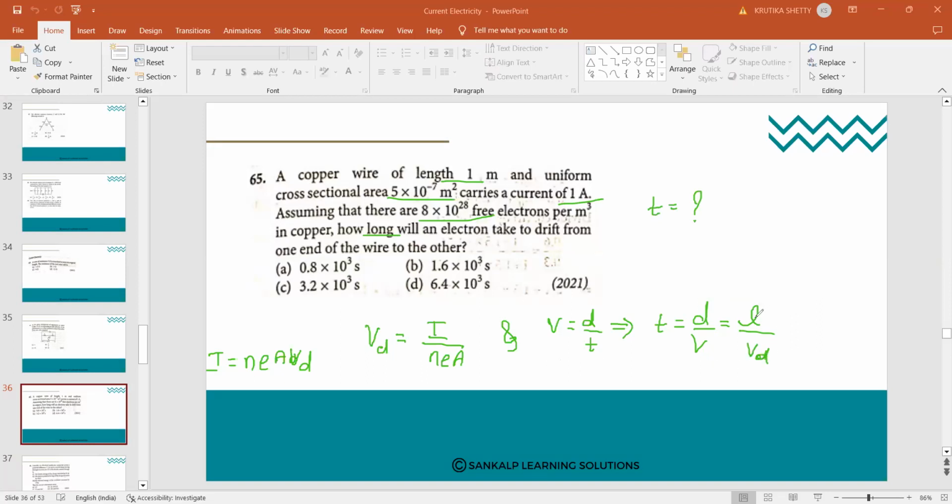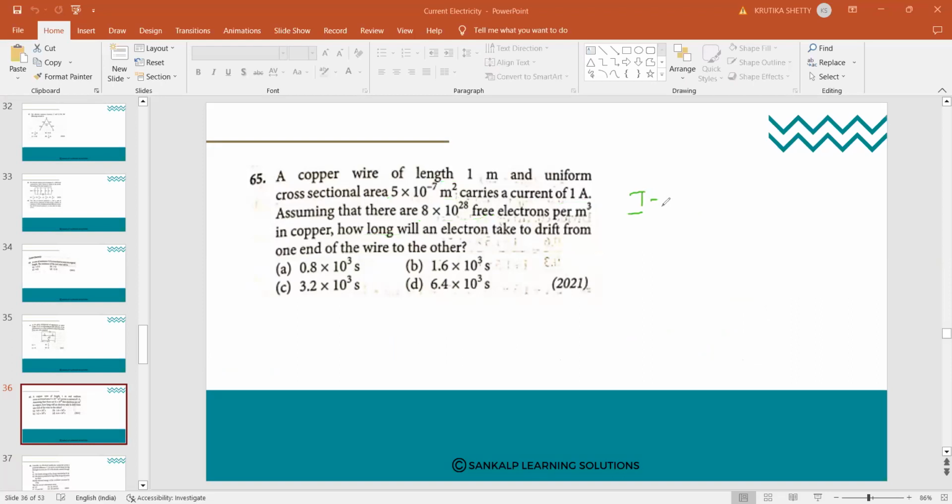So now we can substitute the values of all the terms given. First we have taken I is equal to NeA Vd, so Vd is equal to I divided by NeA. This is my equation 1. I know that velocity is equal to distance upon time, but I need time, therefore time is equal to distance upon velocity. Distance is the length of the wire, velocity is the drift velocity, and the drift velocity from equation 1 we can substitute in equation 2, then we will get the time.